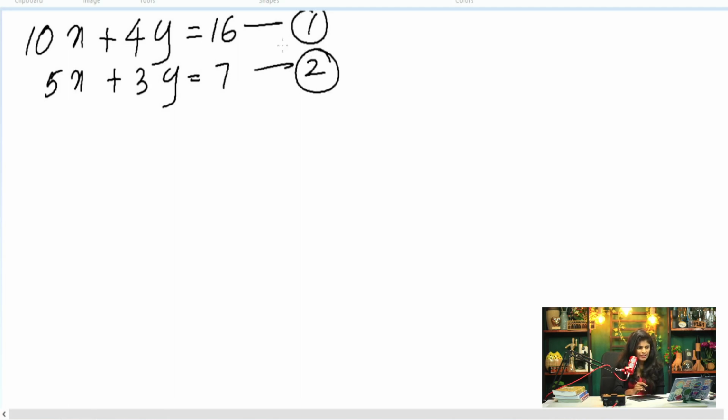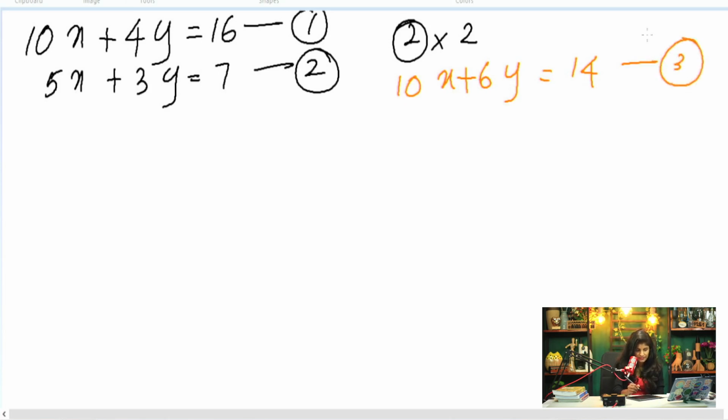Now what can we do? Here 10 and 5 are there, no? So I will multiply equation number 2 by 2. 2 times 5 means 10x, plus 3y times 2 means 6y, equals 14. This is my equation number 3. So I will use equation number 1 and equation number 3 to simplify x and y.